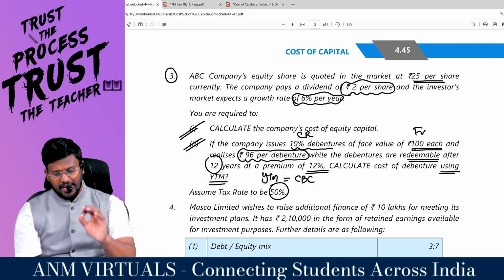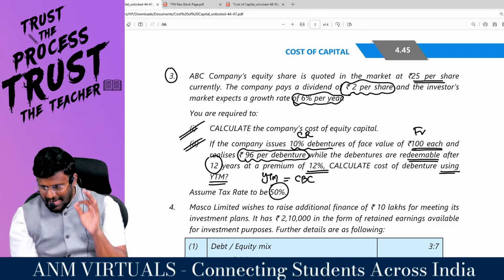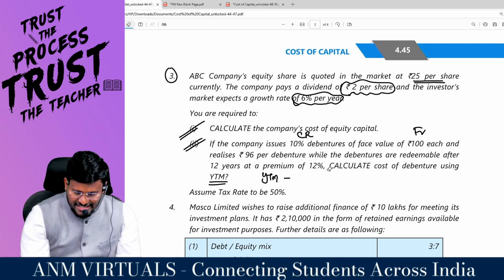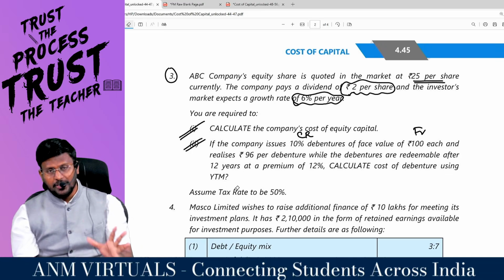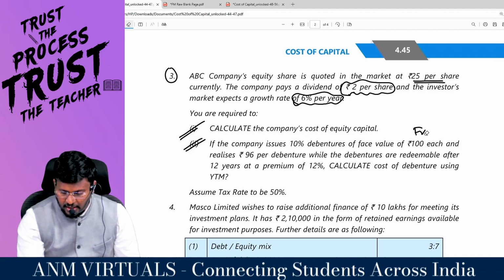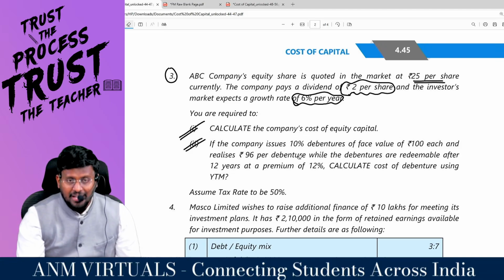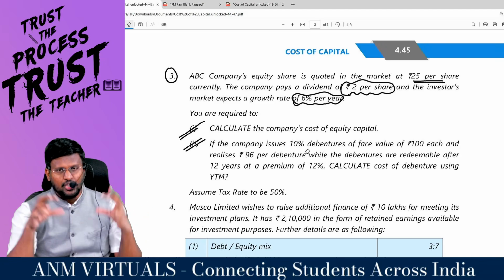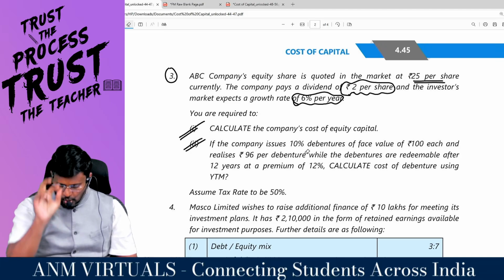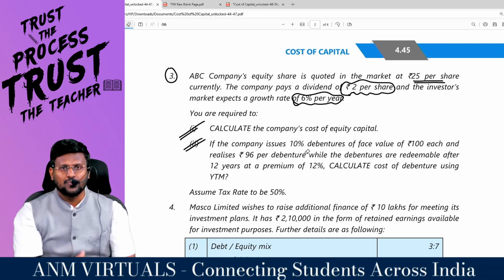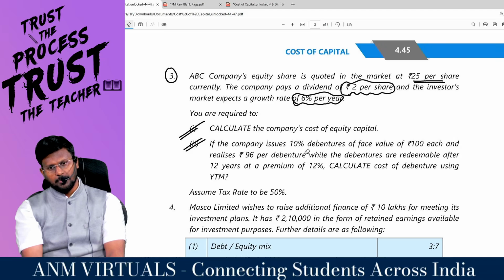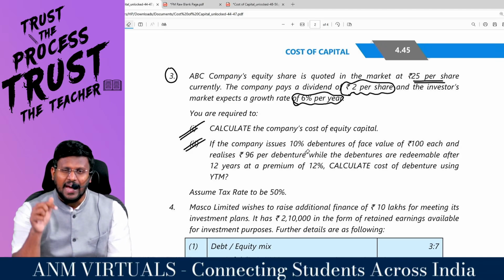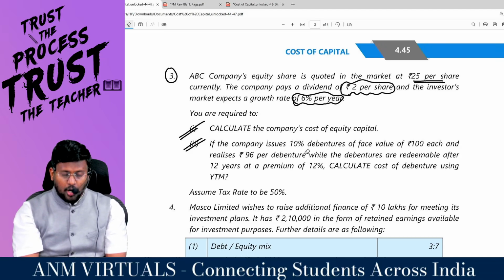Look at the answer. Third question: calculate the company's cost of equity capital. We have to find out KE. And if the company issues 10% debentures of face value 100 each and realizes 96 per debenture, while the debentures are redeemable after 12 years at a premium of 12%, calculate the cost of debenture using YTM, that is yield to maturity, which is nothing but IRR, which is nothing but capital budgeting. YTM is teaching us a concept that the value of an asset today is equal to the present value of its future cash flows. Comfortable? I think without doubt, 1000% clarity will be there in the YTM. And you will be able to solve, I suppose.